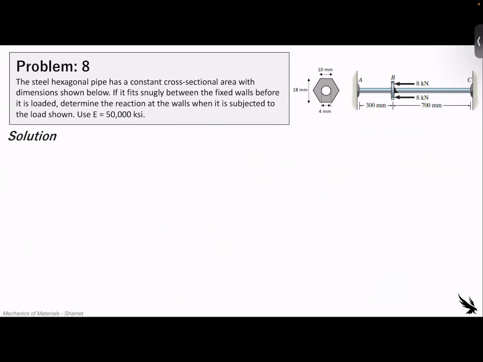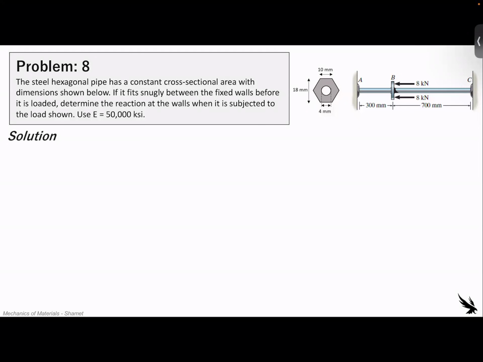We have a steel hexagonal pipe, and the cross-sectional area is shown here. It fits snugly between the fixed walls before it is loaded. So this is fixed on both sides. Let's determine the reaction at the walls when it's subject to the load shown. We have these 2 times 8 kilonewton forces being applied at point B. Now we're going to assume the Young's modulus of the material is 50,000 ksi.